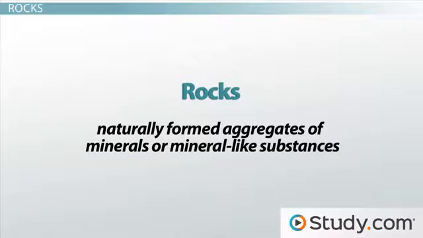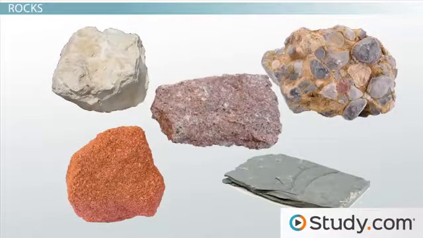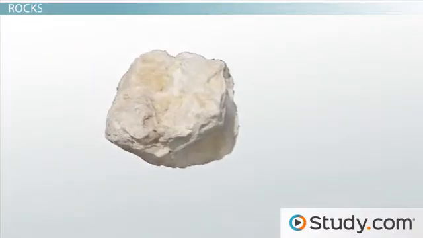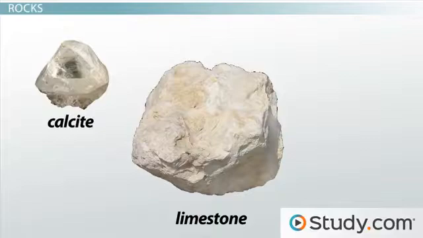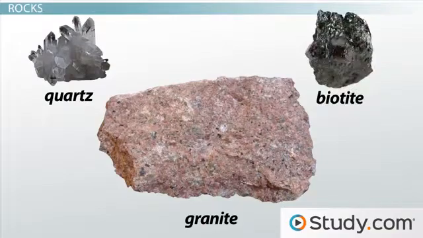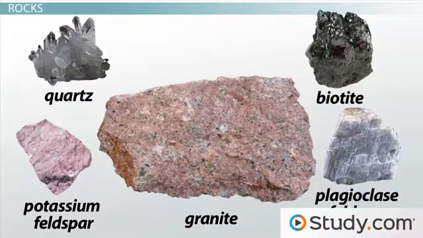Rocks are defined as naturally formed aggregates of minerals or mineral-like substances. Rocks can be made up of one type of mineral, several minerals, or no minerals at all. Limestone is a rock that is comprised of the mineral calcite. Many crystals of calcite are cemented together to form the limestone. Granite is a rock that is comprised of several different minerals, including quartz, biotite, potassium feldspar, and plagioclase feldspar.